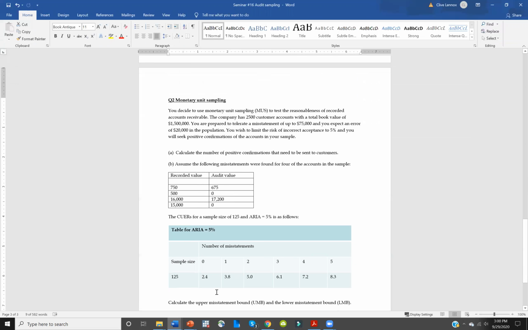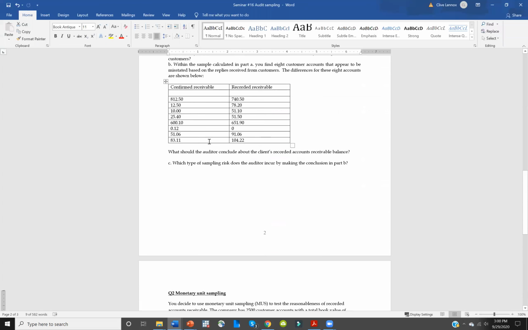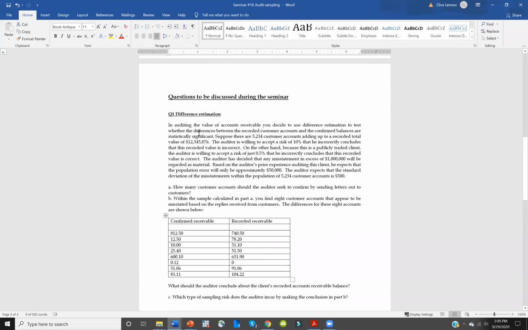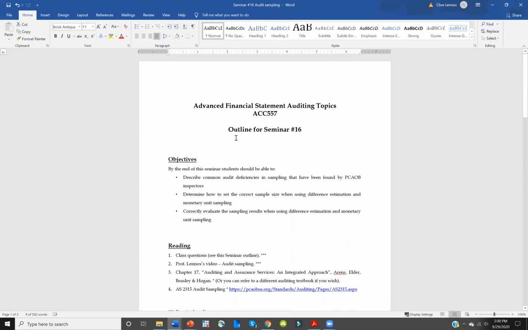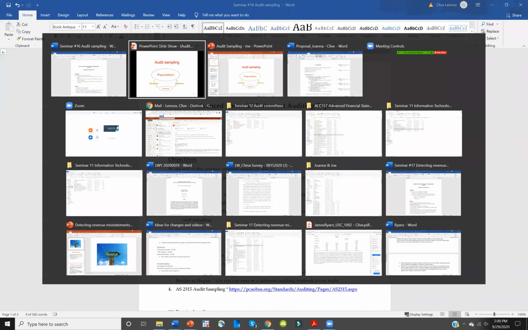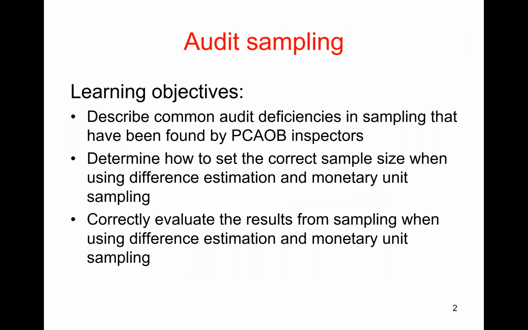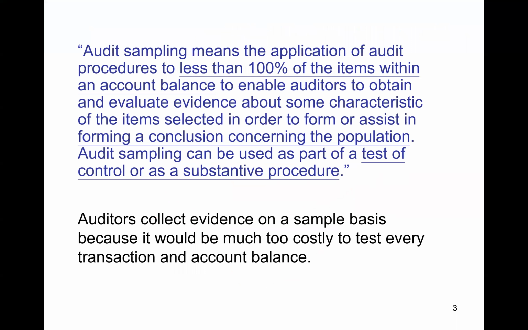Okay, so monetary unit sampling I'll cover in a lot more detail in the class. Difference estimation I will talk about in this video so that you can make a crack at question 1 without doing any further reading. Okay, so those are the learning objectives for the class. So first of all, let's start with the definition of audit sampling.